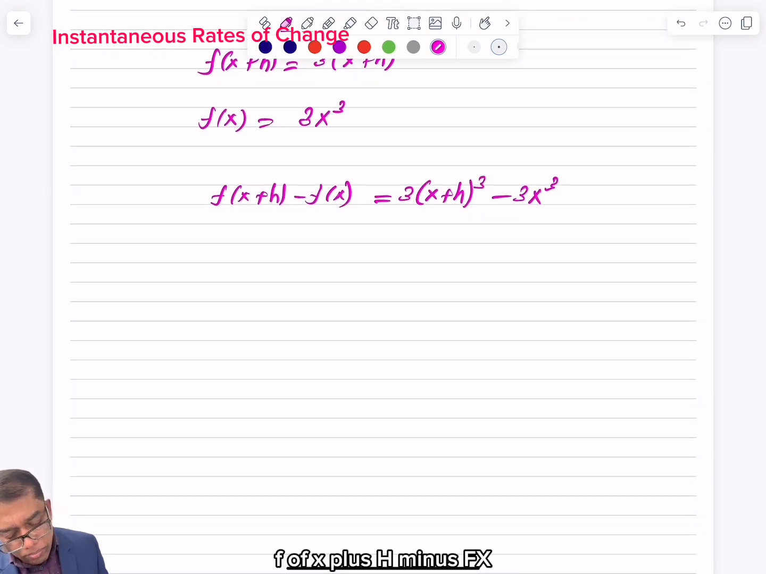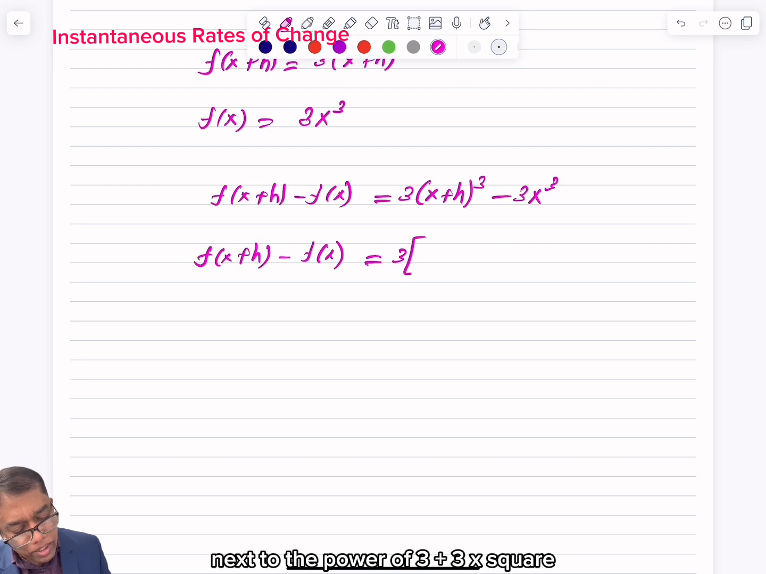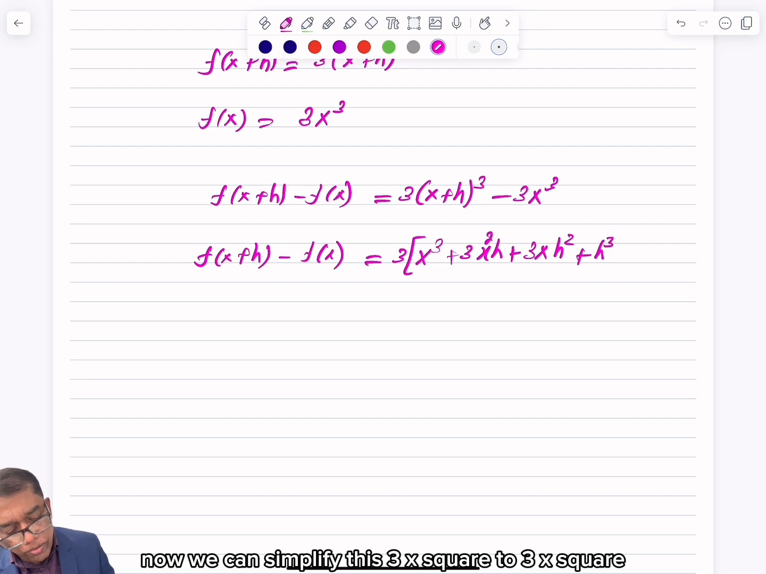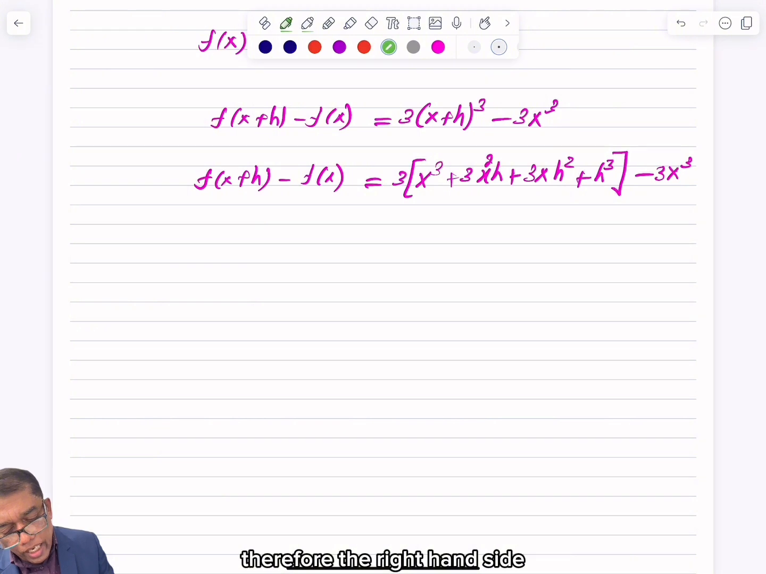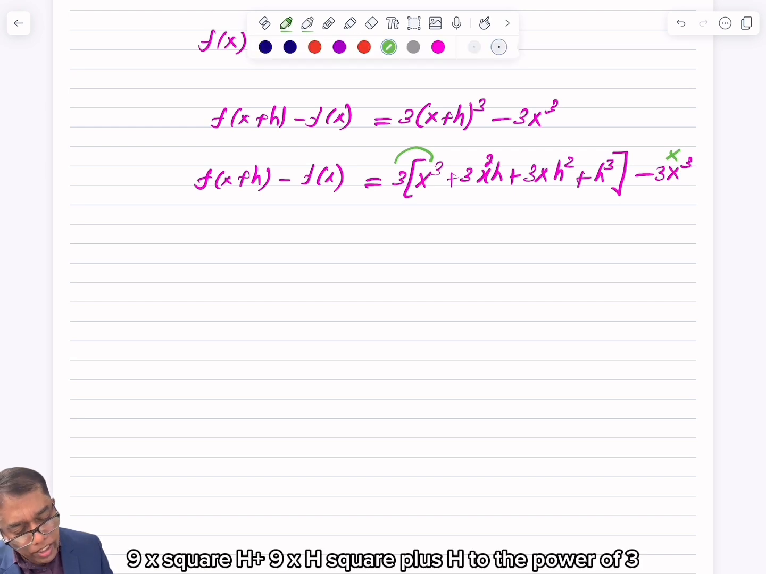f(x plus h) minus f(x). Then we have to simplify: 3 times this one, x to the power of 3 plus 3x squared h plus 3x h squared plus h to the power of 3, minus 3x cubed. Now we can cancel 3x cubed with 3x cubed. Therefore, the right hand side is 9x squared h plus 9x h squared plus h to the power of 3.